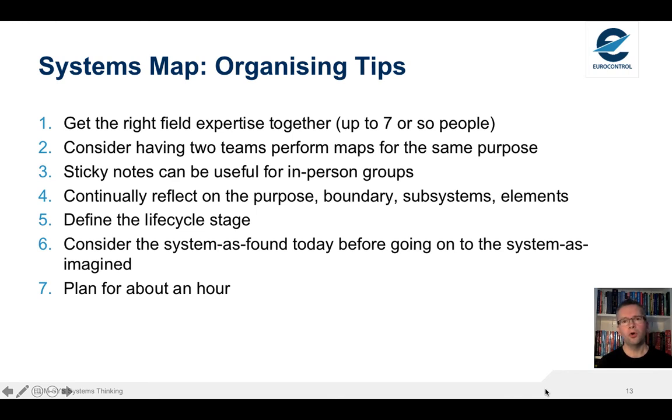Let's move on to some organising tips for producing a system map. The first is to get the right field expertise together, either physically or using whatever app you prefer to use, and up to 7 or so people is useful for this. If you have more people than that involved, then you might want to consider having them break into different teams to perform mapping for the same purpose, and to see how the system maps might differ between those two groups. Sticky notes can be useful for in-person groups, or you can use a digital equivalent. For instance, you can use breakout rooms and then drawing tools for each of those breakout rooms.